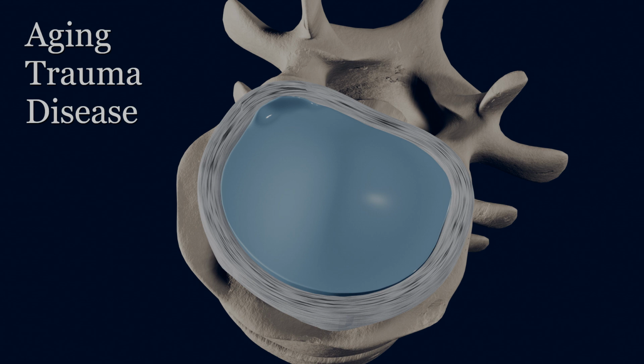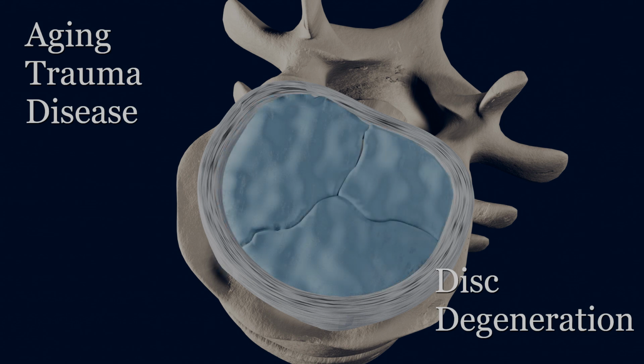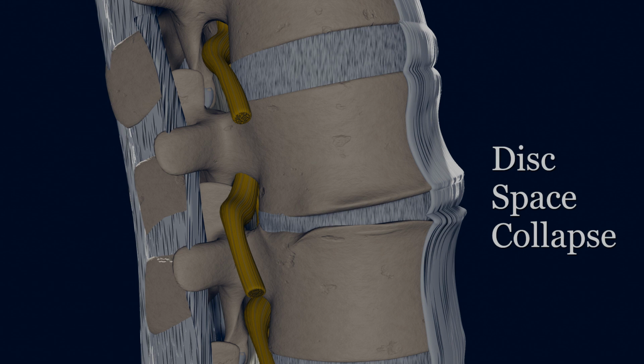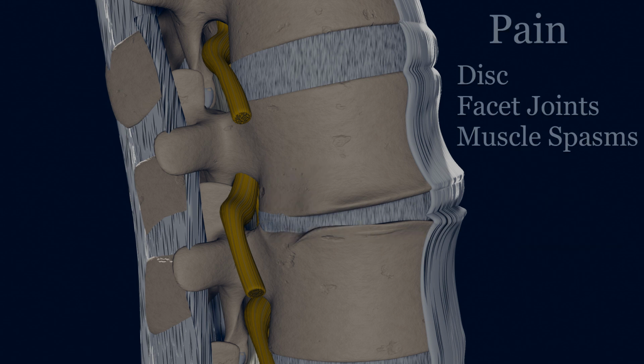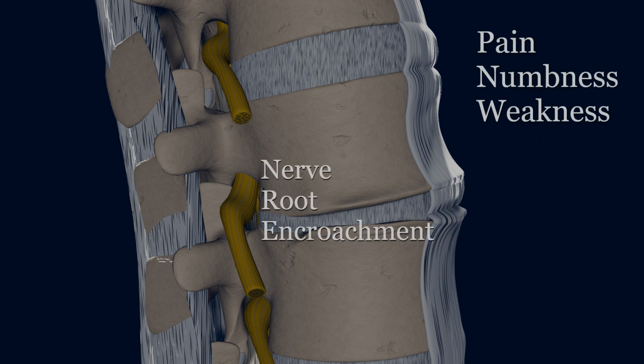Over time, aging, trauma, and disease can lead to loss of resilience, thinning, and fragmentation of the disc nucleus. This can result in a loss of disc space with impingement of the vertebra and arthritis in the facet joints. The loss of disc height can lead to encroachment on the adjacent nerve roots. Pain can arise from the disc space, strain and arthritis on the facet joints, or spasm in the back muscles. Nerve root encroachment can lead to pain, numbness, and weakness in the legs.